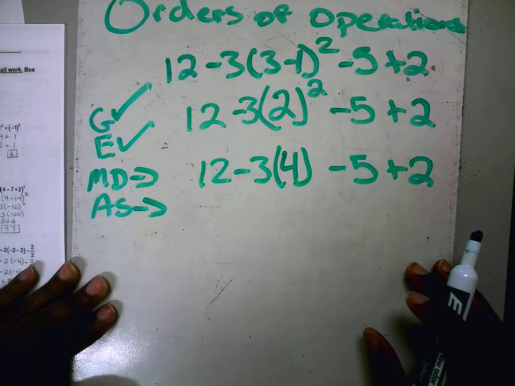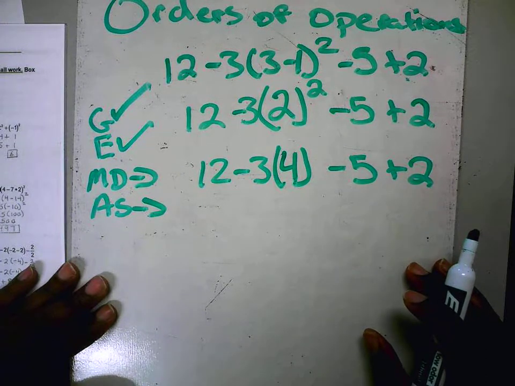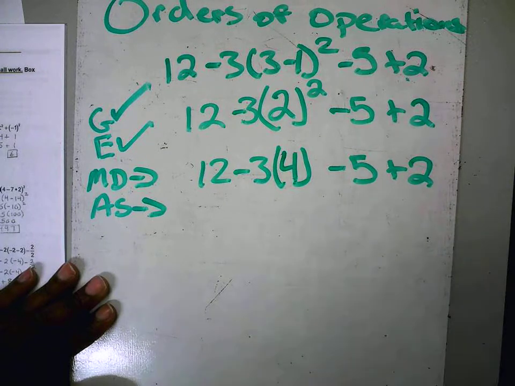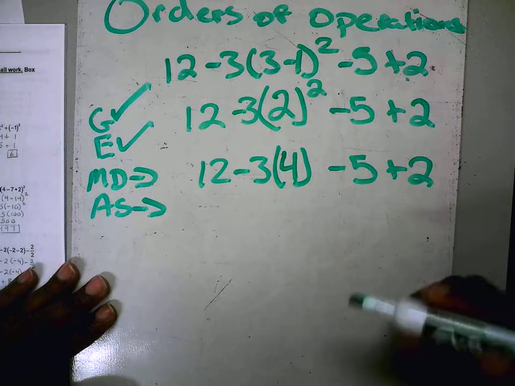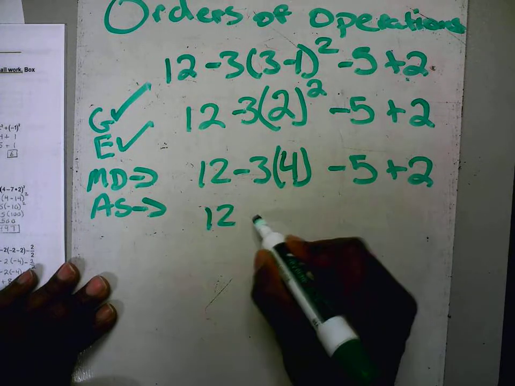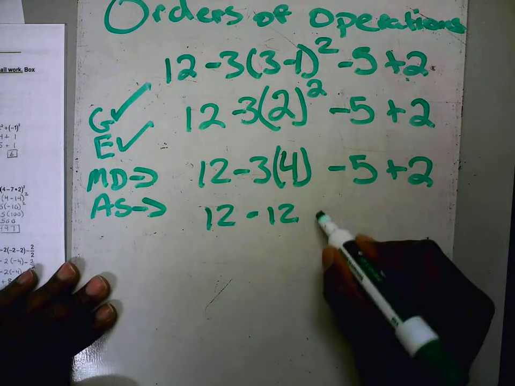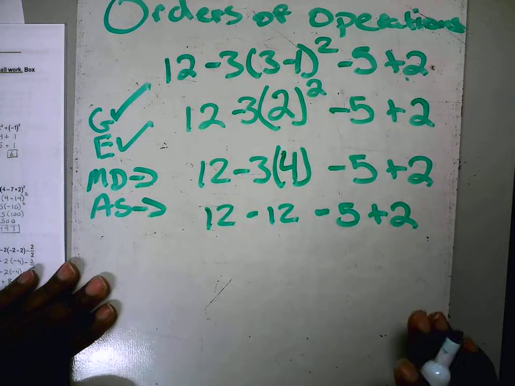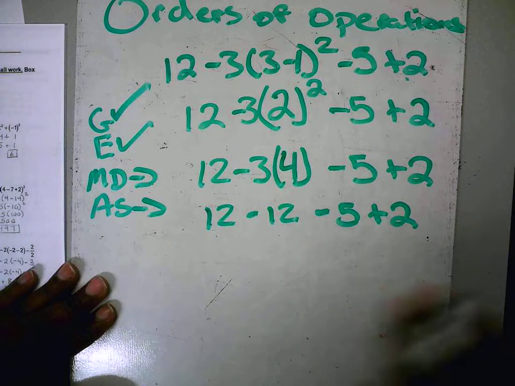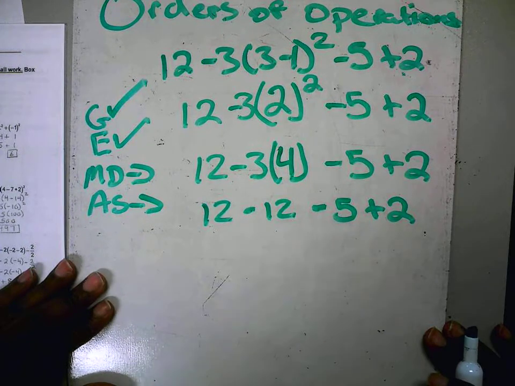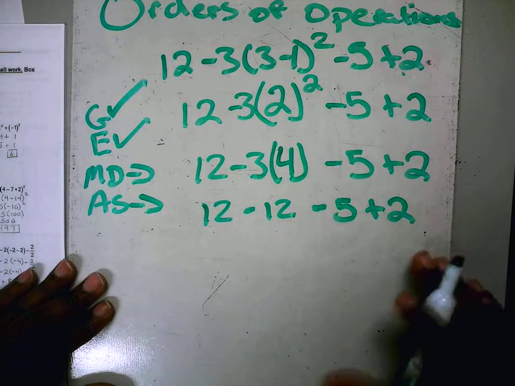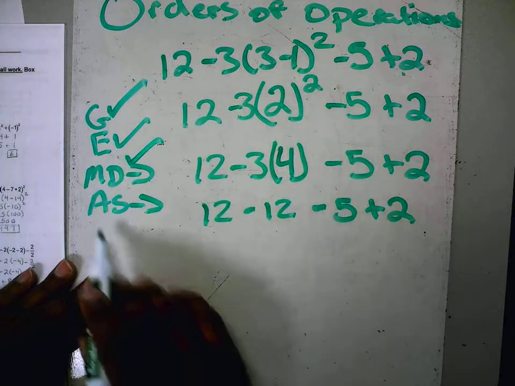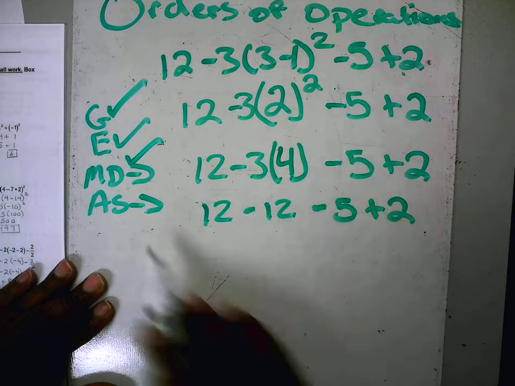Multiplication and division. What comes next? Is there any multiplication? Yes, there is. There is multiplication between the 3 and the 4. Alright, so we're going to do that first. So this is going to be 12 minus 12 minus 5 plus 2. Alright, one operation at a time. That's all we do with each line. Now, we're going to see if there's any division, no division, one multiplication. Now we do addition and subtraction, whichever comes first from left to right.